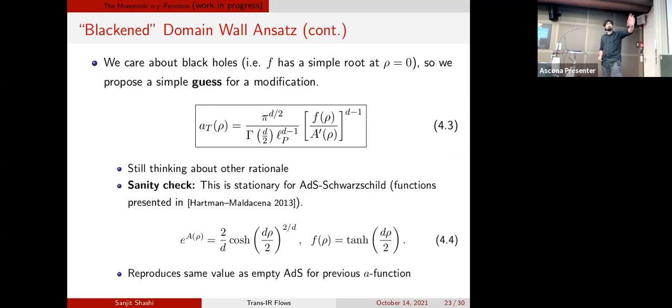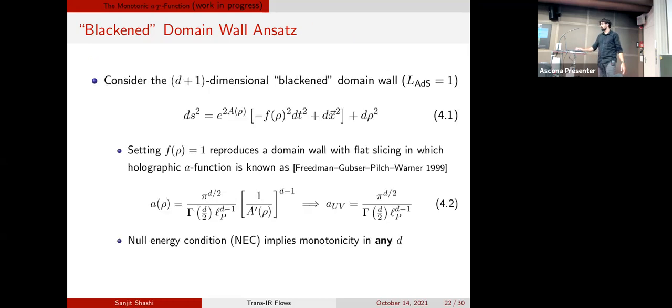So we're going to consider the case where F has a simple root at rho equals 0. And in doing so, we propose the following guess, where we have a factor of F in there. We're still trying to think more about why this might be a reasonable thing to guess, apart from just writing it down. But you can do a few sanity checks to see if it behaves how we want it to. The first one: is it stationary for AdS Schwarzschild? If I just consider the situation where there's no deformation, I'm just stuck at the UV, it's stationary. And in fact, it is. You can plug in these functions, you can see it is. And it reproduces the same A that you get for just empty AdS.